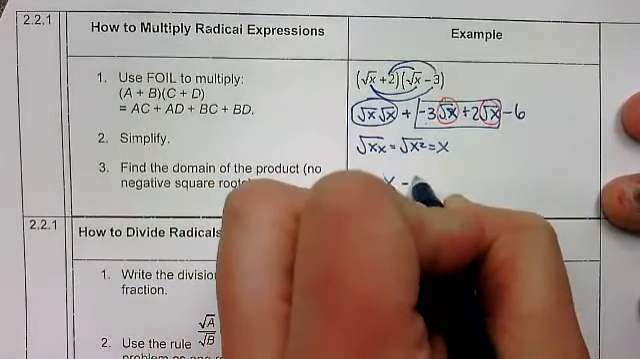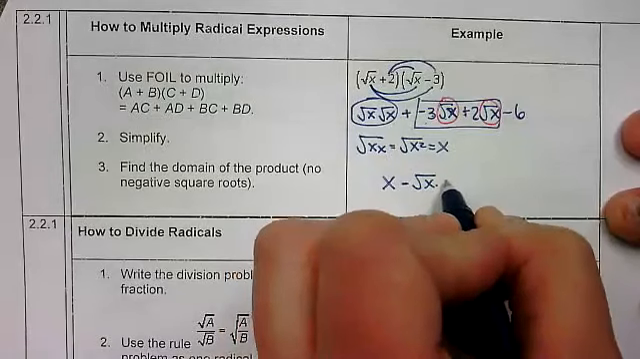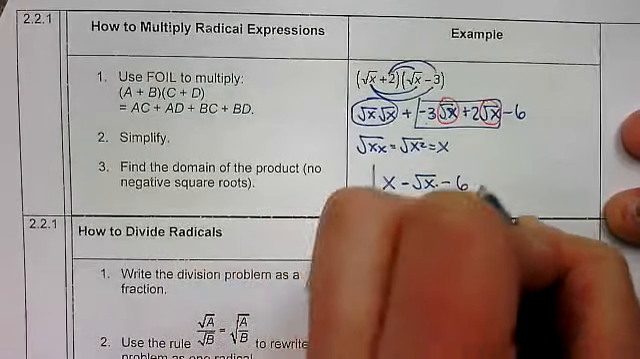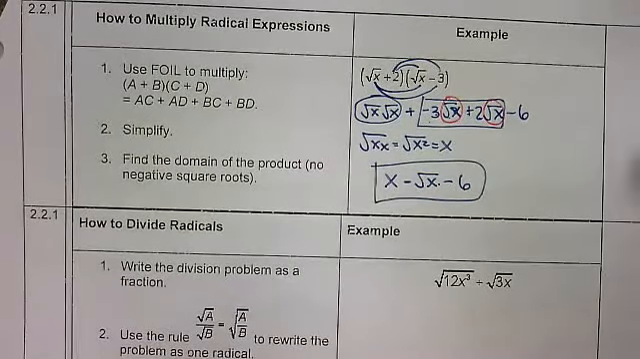So minus the square root of x, because -3 plus 2 is -1. And then we have our -6. So that is our final answer. But remember, we cannot have any negative square roots. So when we do this, we have to make sure that everything is at least 0.